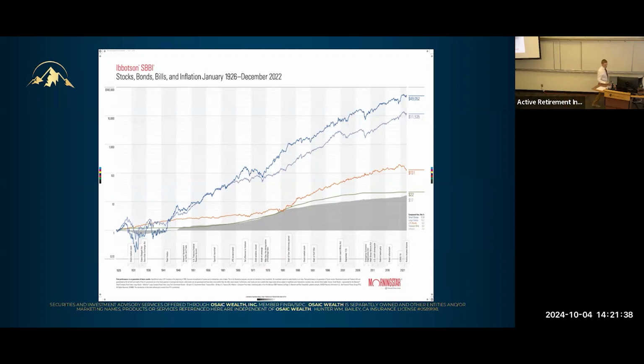Show the dollar left side category. What is the dollar road to?